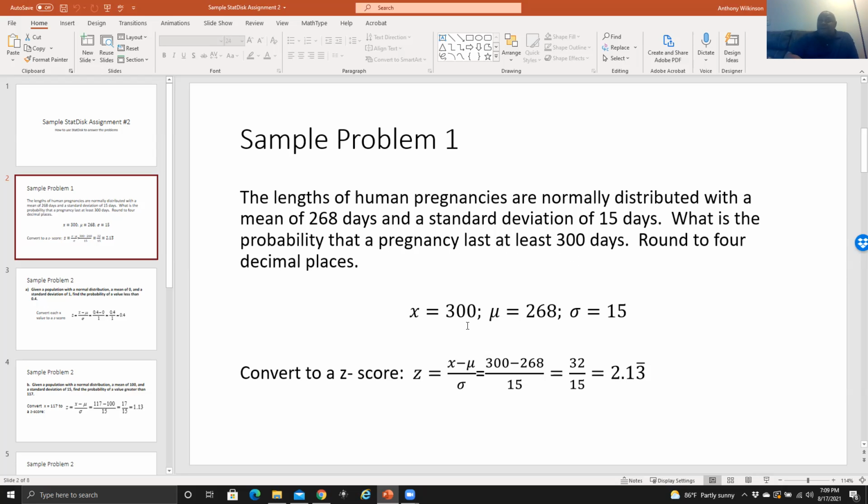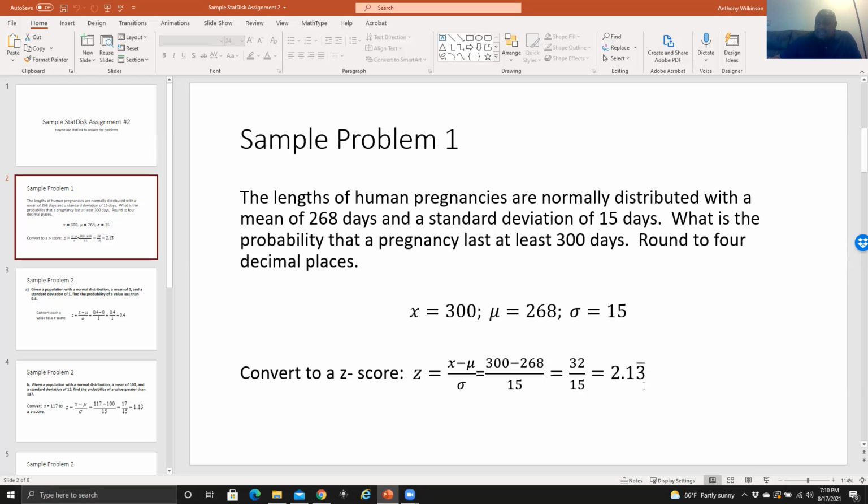Okay, so now we need to convert X equals 300 to an equivalent Z-score. And here we're going to use this formula, Z is equal to X minus mu, all divided by sigma. Now X is 300, so we substitute X with 300, minus mu, substituted with 268, all divided by sigma, which is 15. And then we just simplify. 300 minus 268 is going to be 32. And then 32 divided by 15 will be 2.13 with the bar on top of the 3, meaning that the 3 repeats. So it'll be 2.13 repeating.